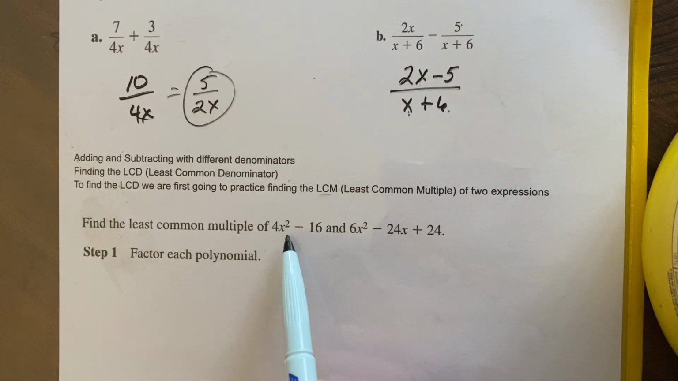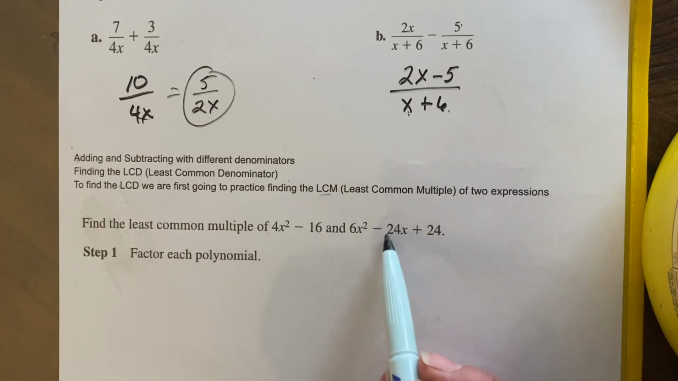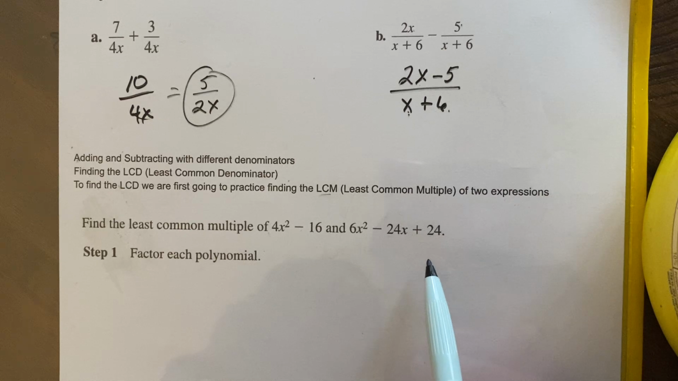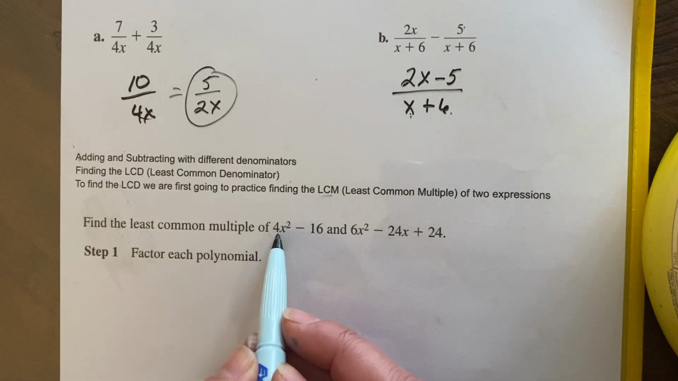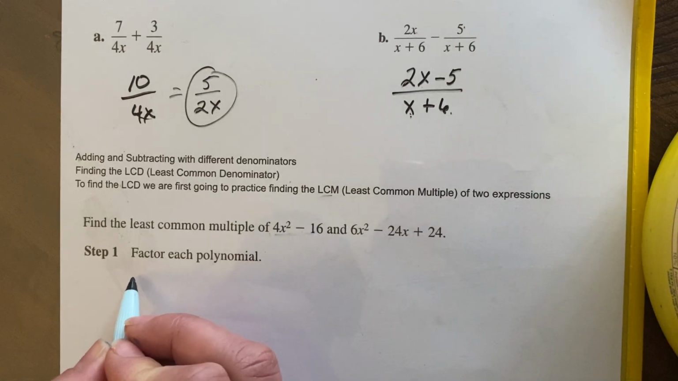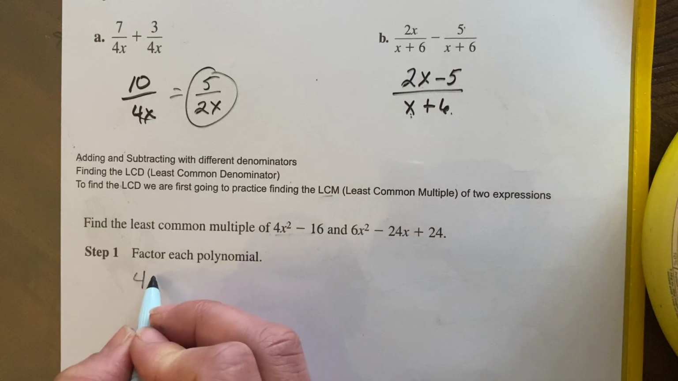Okay, so let's start with the 2 here. Okay, so we have 4x squared minus 16, 6x squared minus 24x plus 24. So we're going to factor each polynomial, just like you did for simplifying, factoring the polynomials. So I'm going to start with this one here. I see it has a 4 that can come out. So I'm going to start with that.